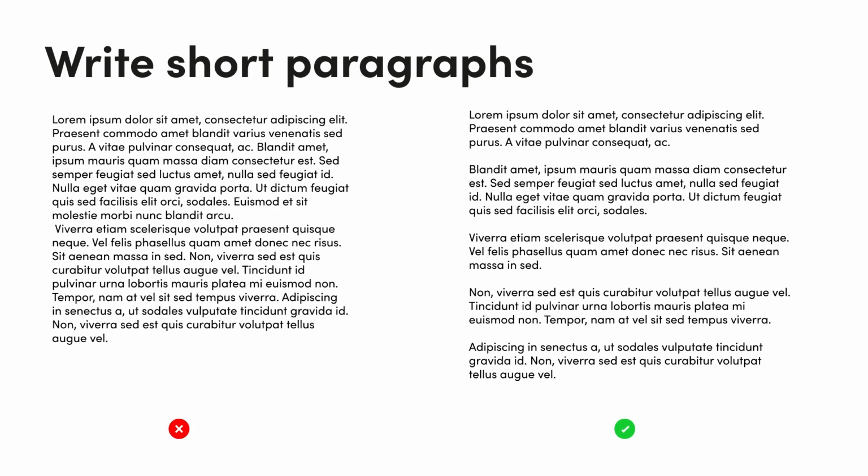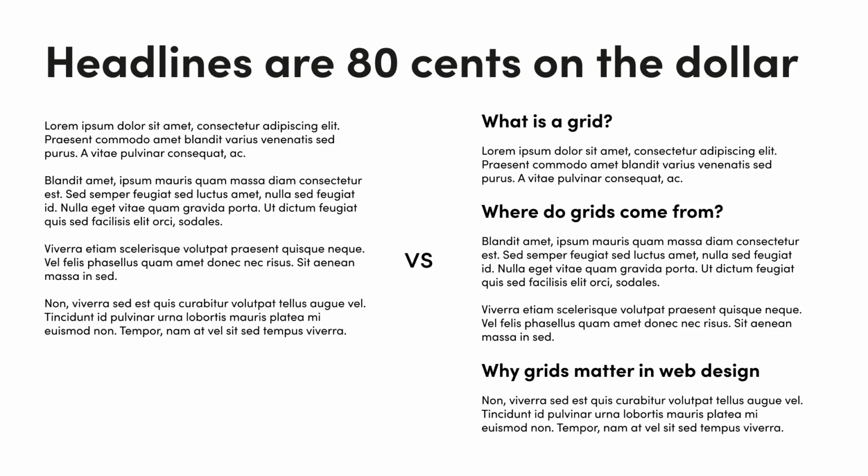When they see something like this, they are intimidated. When you break down the paragraph into short paragraphs, at least they can skim, they can read the first few words of each paragraph and see if that's what they're looking for, and it's actually helping them to better understand what's on the website. Now, headlines are 80 cents on the dollar, meaning those are the things that are most probably going to be read.